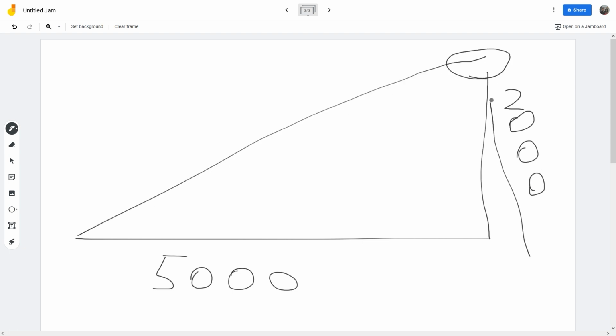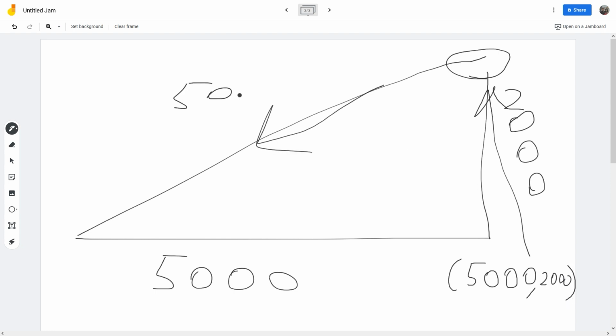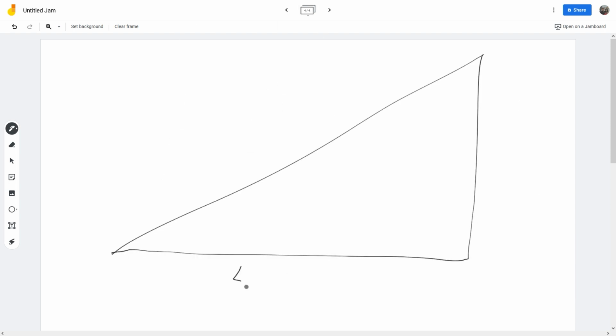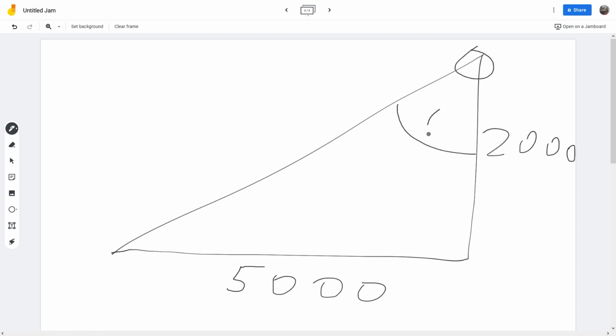We can easily graph this. The base is on the origin, and the drone is at the coordinates of 5,000, 2,000. Moving on to the second question, it asks, determine the angle at which the enemy drone is approaching the base. Solving for the angle just requires the use of the trigonometric ratio tangent.